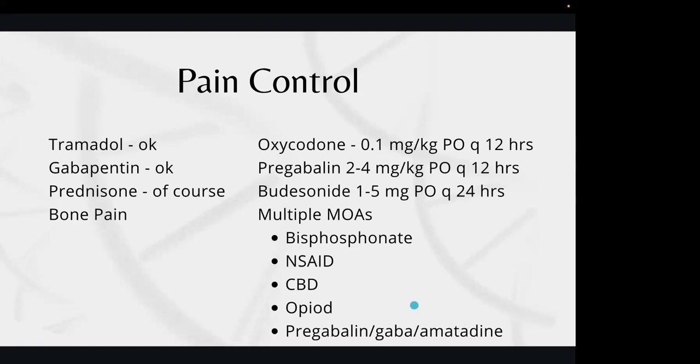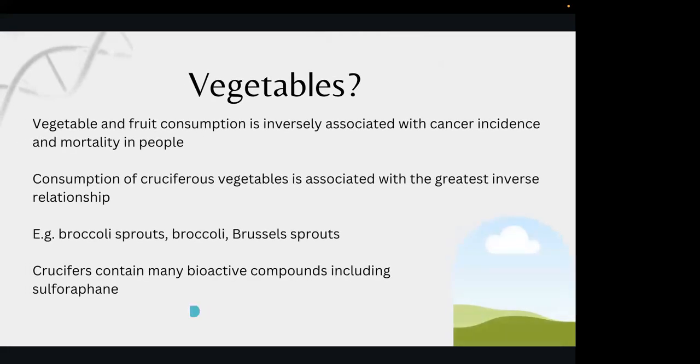If you're not comfortable prescribing pregabalin because it is a controlled substance, go ahead and use gabapentin. Don't forget about amantadine. They're good drugs, but I'm telling you, pregabalin is way better.